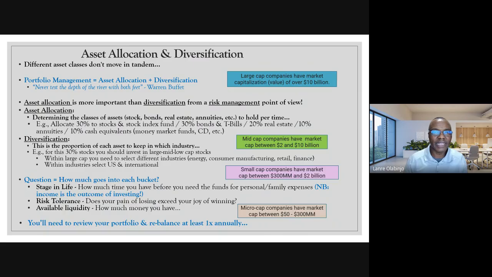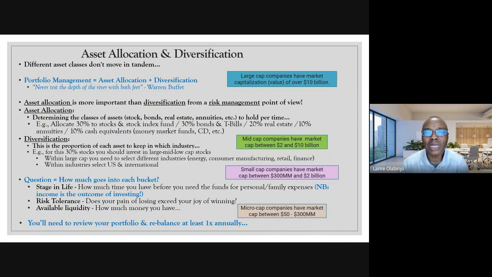Warren Buffett says, never test the depth of the river with both feet. You're not sure how deep this water is, so don't put your two feet into it to find out. You use one, and at least protect the other, so that if something goes wrong, you can take your leg out. That talks about portfolio management, really.